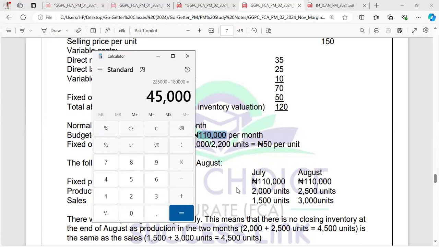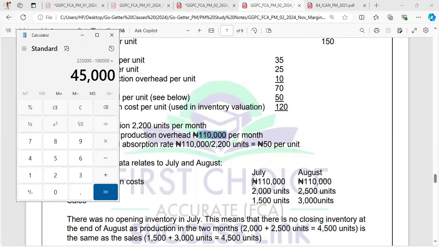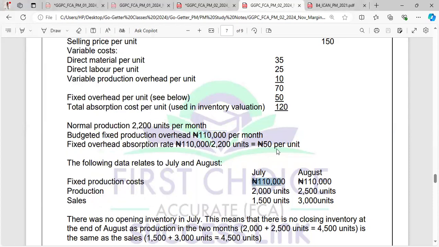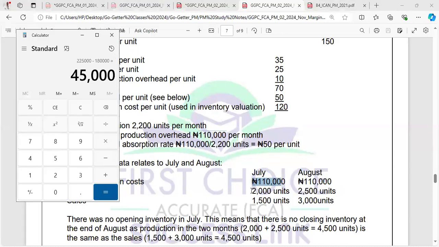This is the profit 45, because don't make the mistake of coming to remove this 110. This 110 is what we used in arriving at this 50. So this 50 is as good as this 110. So our profit here is 45 in July. Now let's go to August.